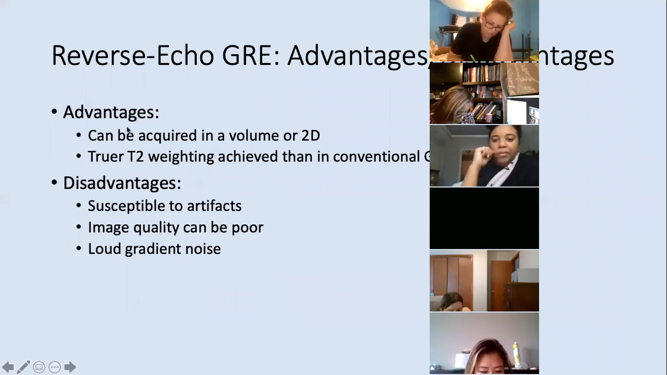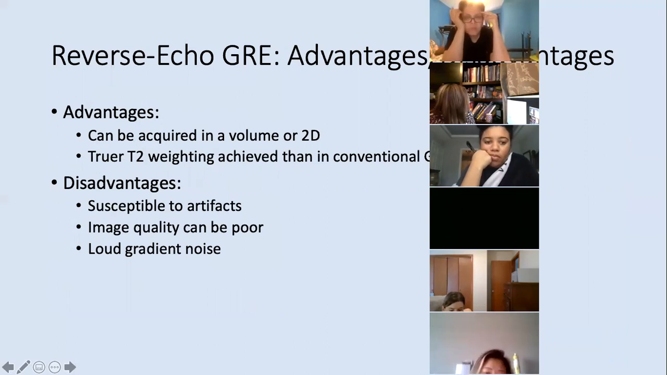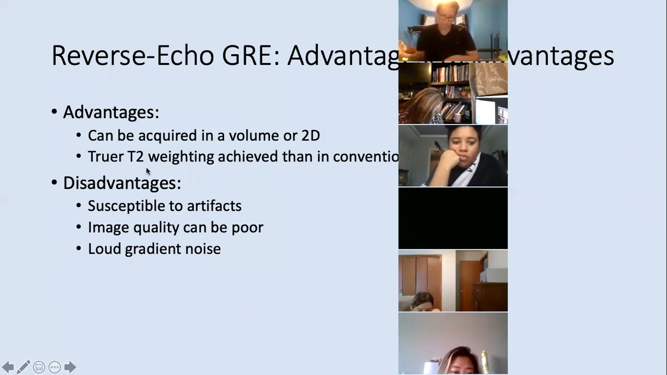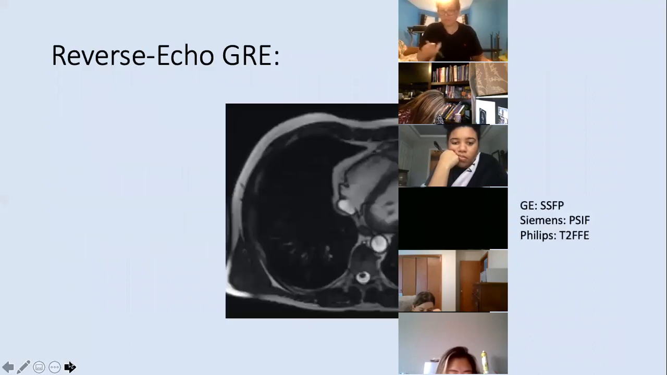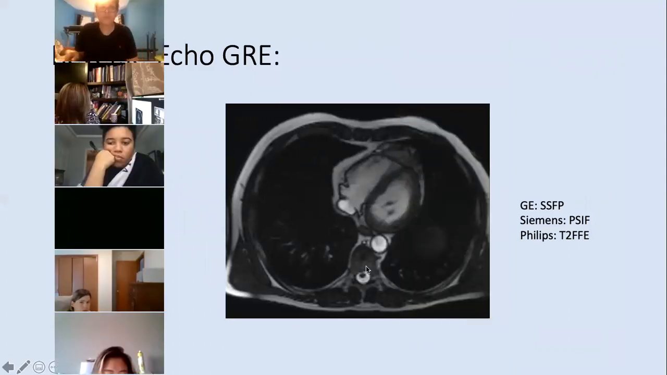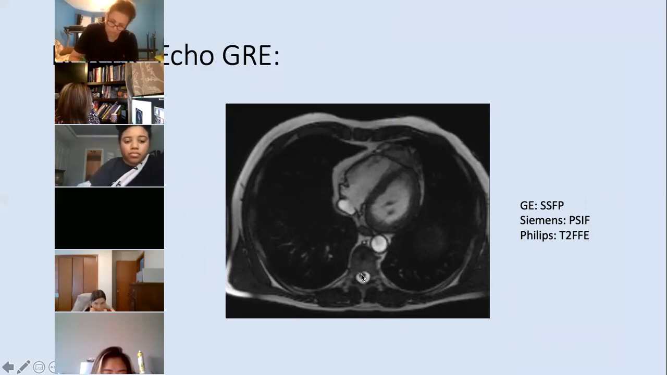So advantages, you really, this line right here, you get truer T2 weighted imaging, not as good as a spin echo T2, but it's truer T2 weighted imaging than our conventional coherent gradient echo. Disadvantages are the same. This is what our image looks like. Once again, you can tell it's a T2 because you look at the fluid within the CSF. Bright. We're able to image blood, so blood flow is also bright. So the blood in the heart and the descending aorta is bright.